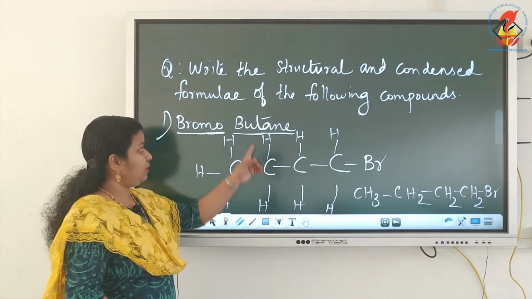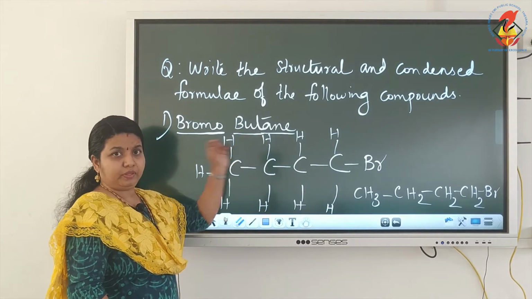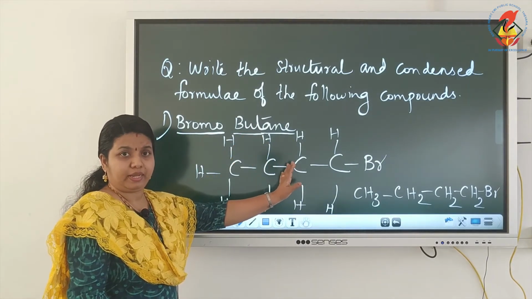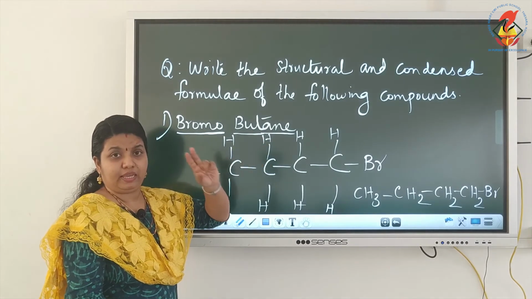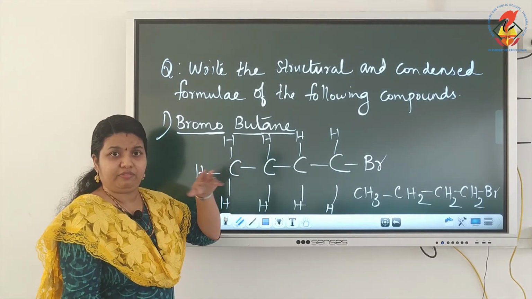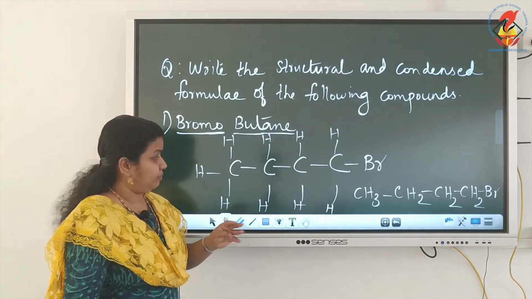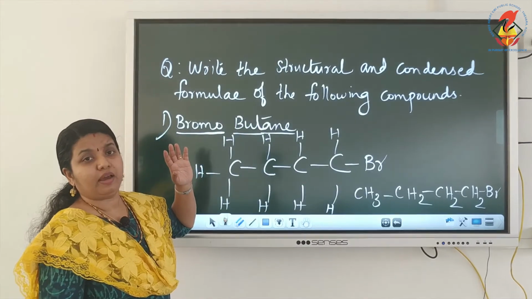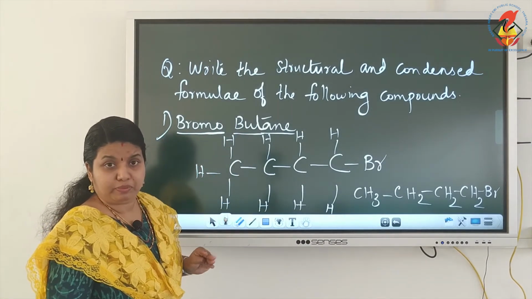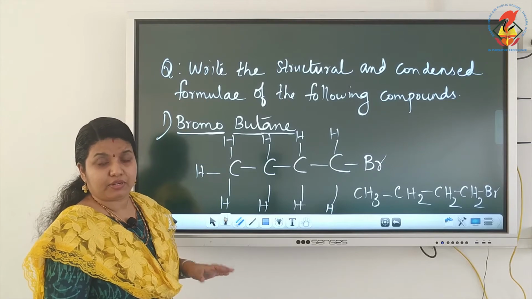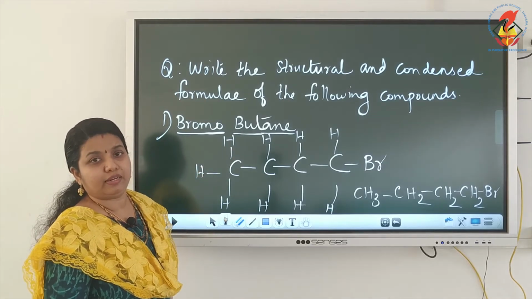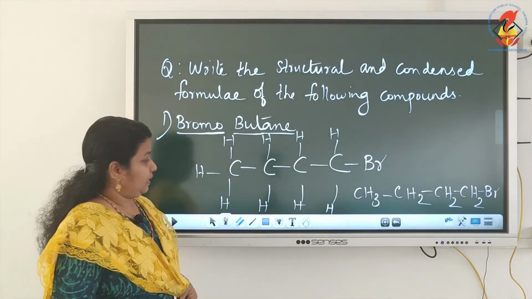I hope you understood. You start with the word root, then write the required number of carbon atoms, then see whether it is ANE, ENE or YNE. If it is ANE, write all the bonds as single bonds. Then the functional group should be marked. After marking the functional group, all the remaining valencies should be filled in with hydrogen atoms.